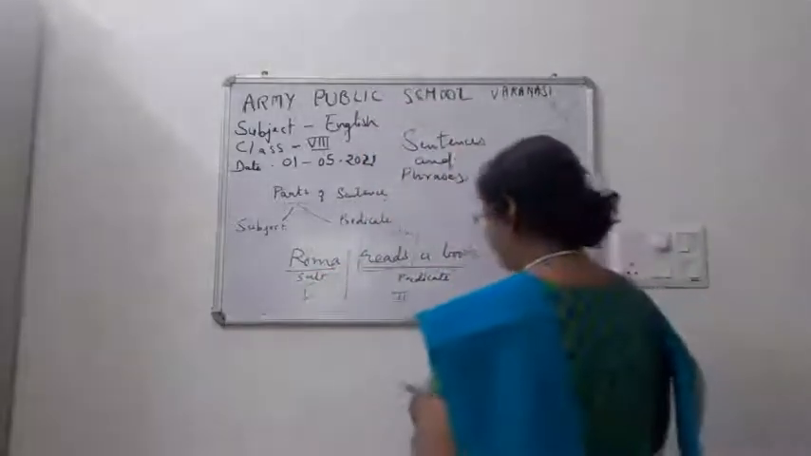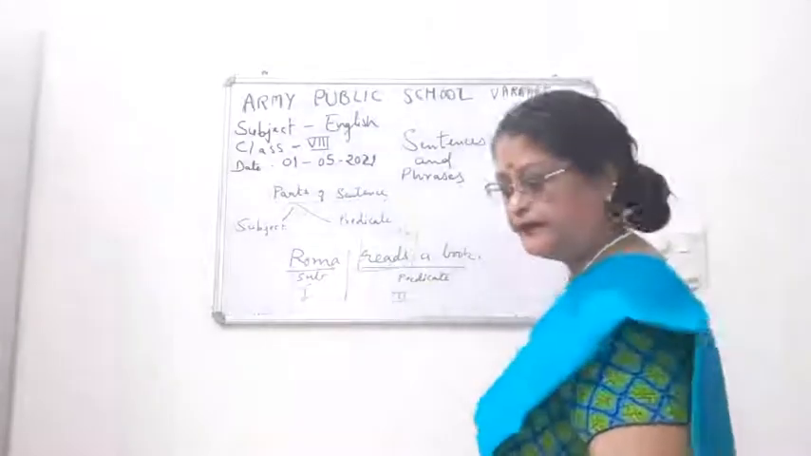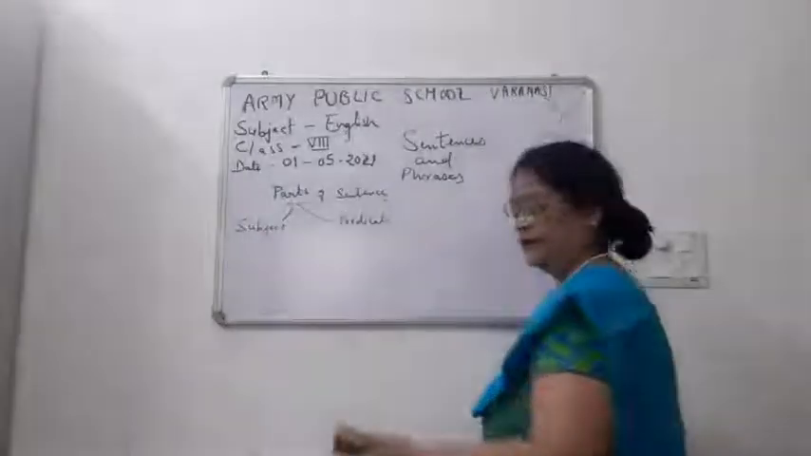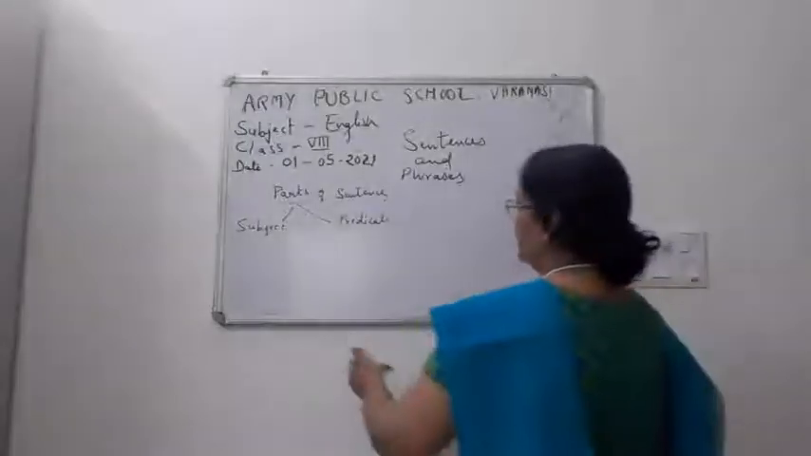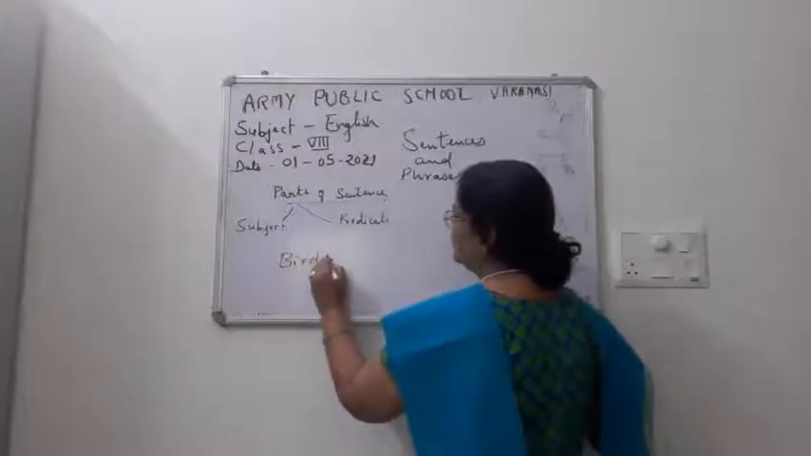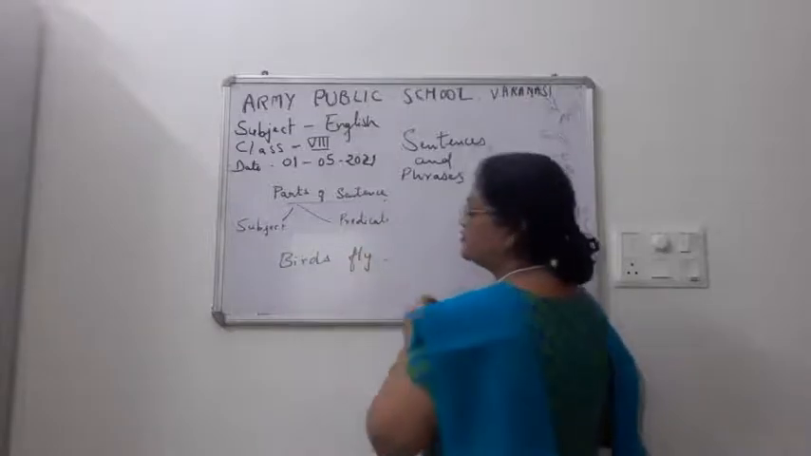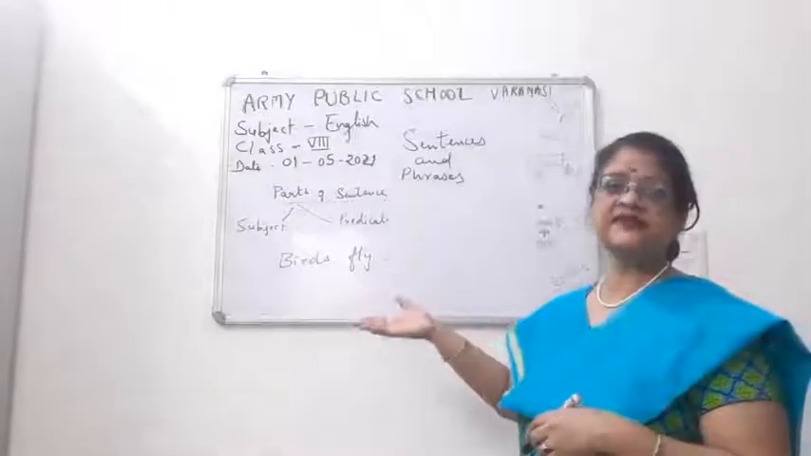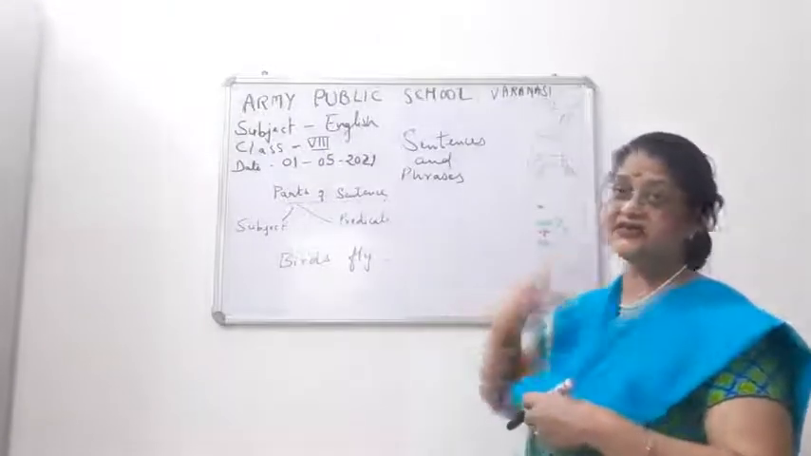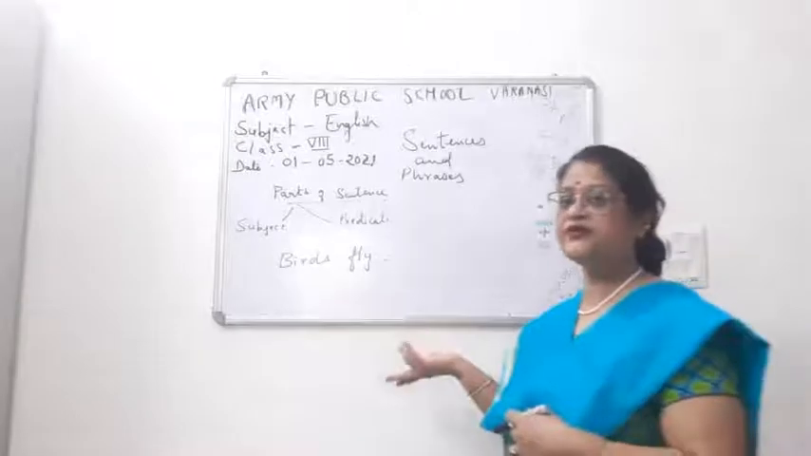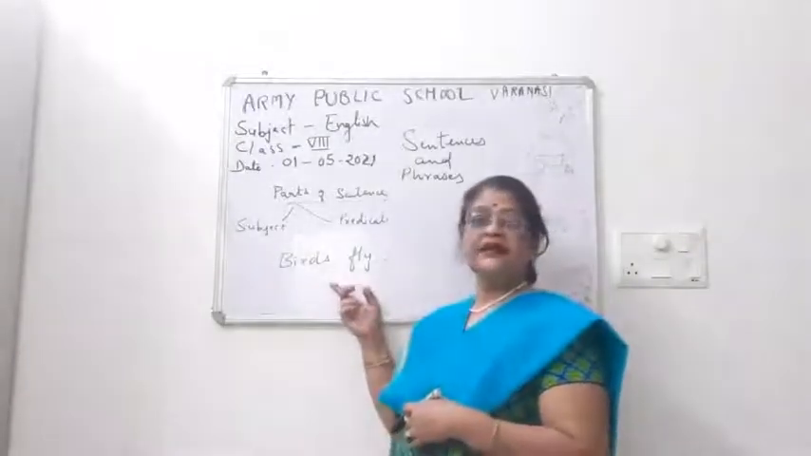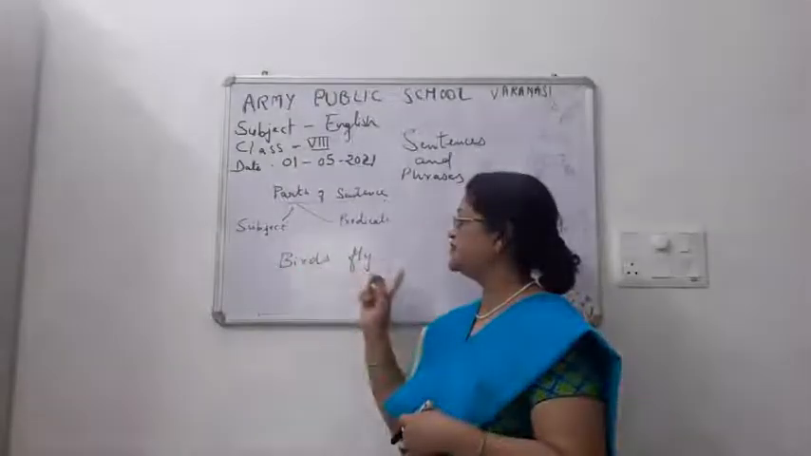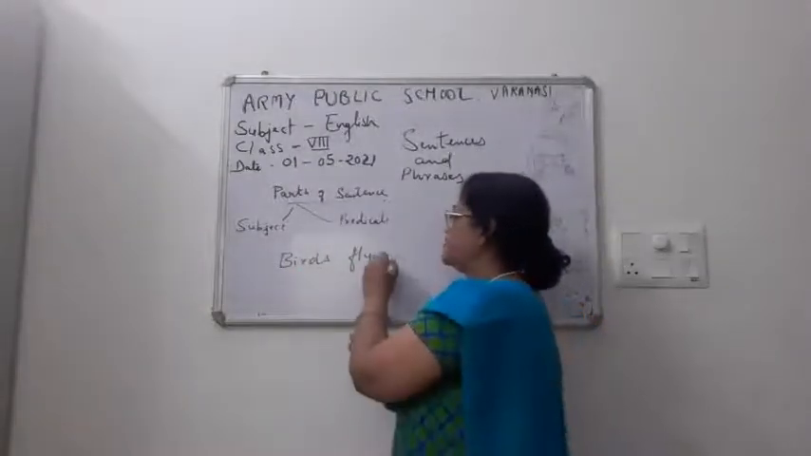Like we can say, birds fly. This is also a sentence. Though there are only two words, this is a sentence because it makes complete sense. It is a group of words. Two words are there, but then also it is a group of words. It makes complete sense. It starts with a capital letter. It ends with a full stop.